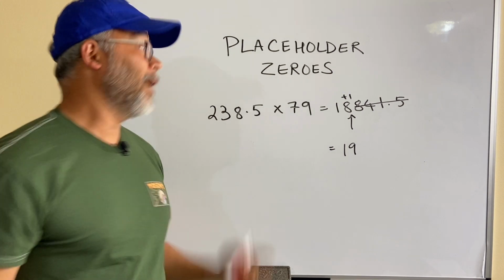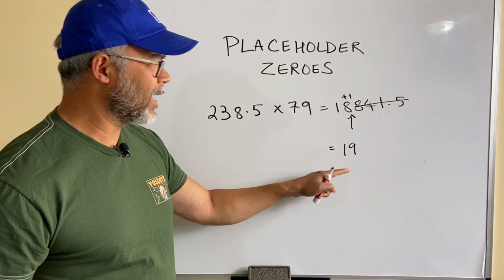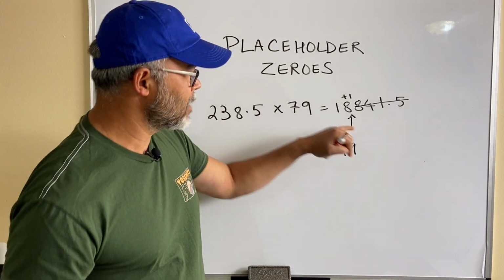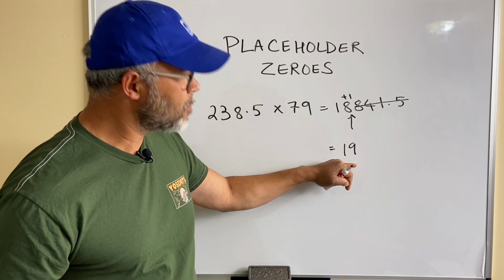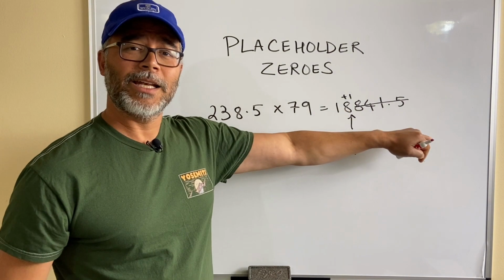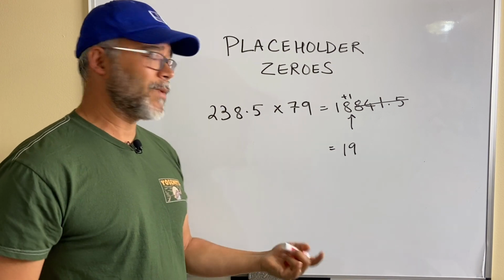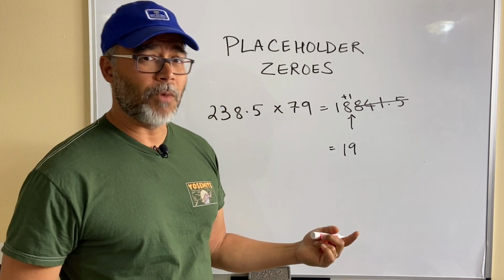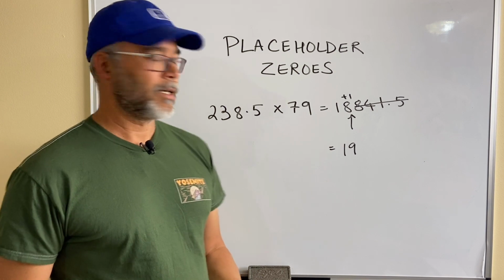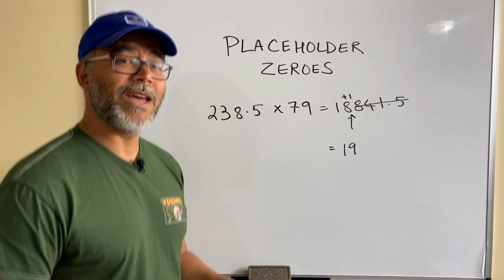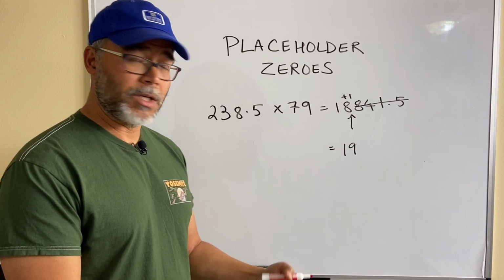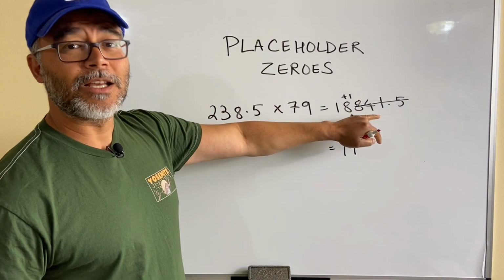That's it. Now the question is, well, hold on a second. That doesn't make sense because 19 is a much, much smaller number than that number. So even though we satisfied the rules of significant figures, we ended up with a number that was significantly small, and that cannot be right. Therefore, we have to add zeros to make this number get close to that number.